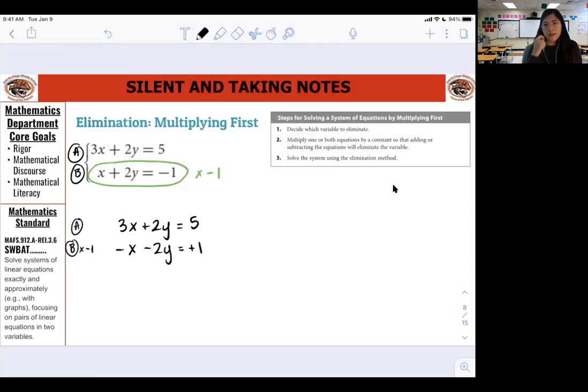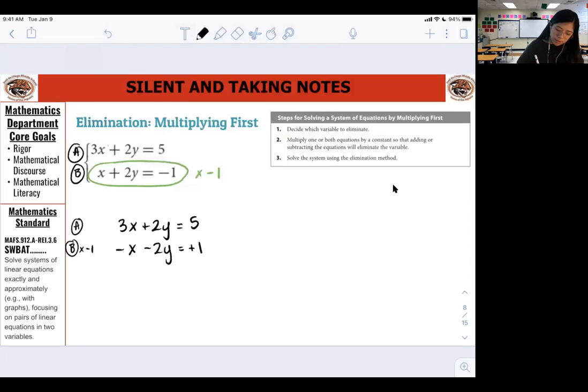So everything that was positive turns negative, and everything that was negative turns positive. That's what multiplying by -1 does. It switches the sign. If you had started with a positive, now you're negative. If you had started with a negative, now you're positive.